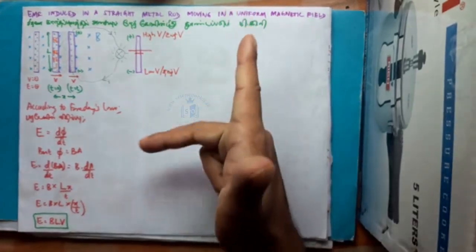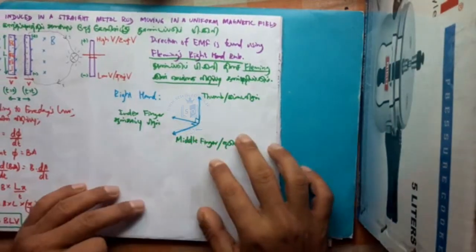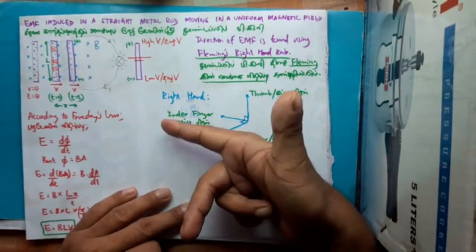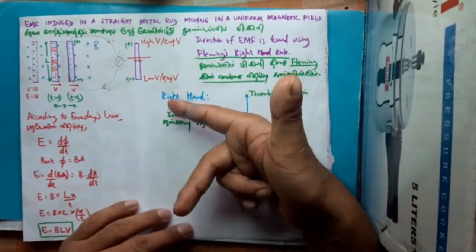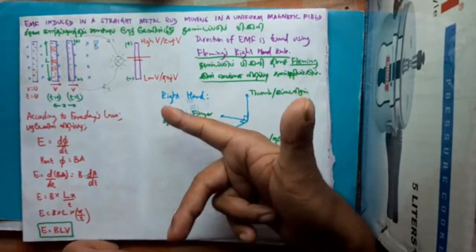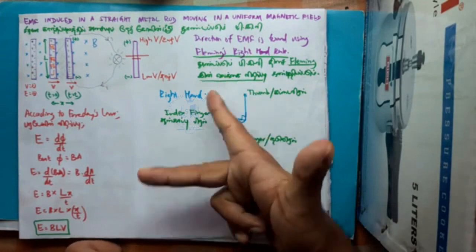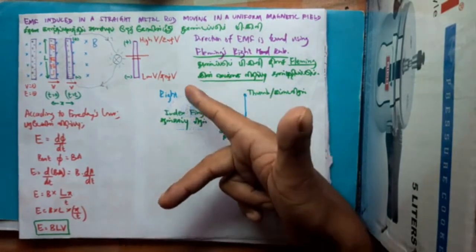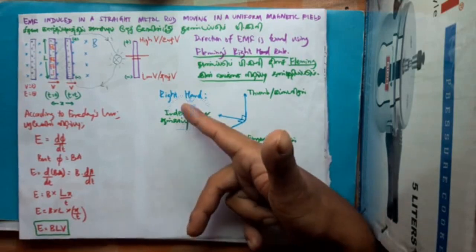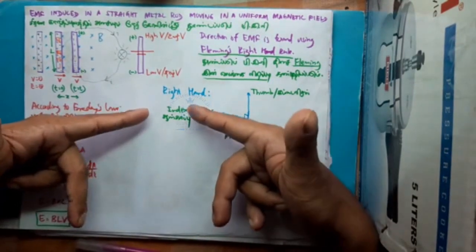This is Fleming's right hand rule. Right. So when it comes to Fleming's right hand rule, this is what you have to do: thumb, index finger, middle finger. Just like Fleming's left hand rule, you have to hold them perpendicular to each other. So the index finger, just like in Fleming's left hand rule, will represent the magnetic field.